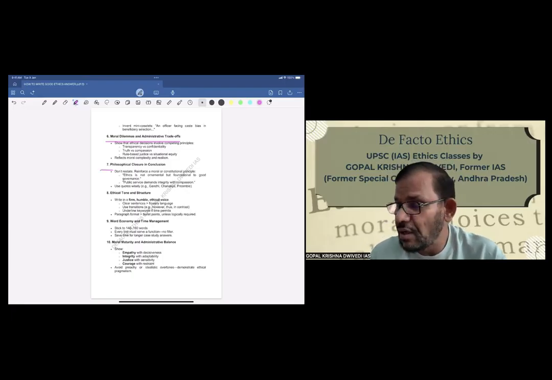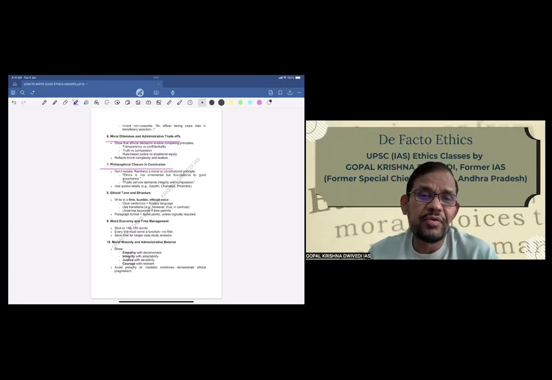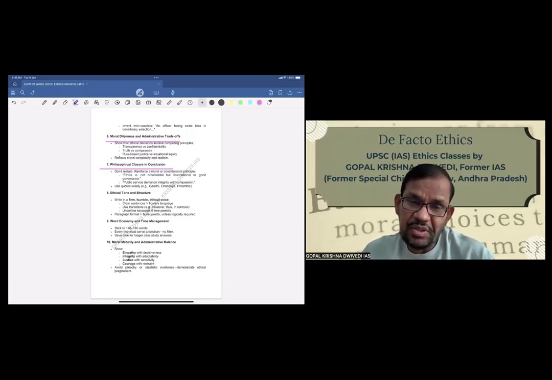Then, philosophical closure in the conclusion, or you can say ethical closure in the conclusion. This is again very important. Use quotes wisely, because sometimes the beginning and ending of the answer are very important. If the start of the answer is catching and the end is also attractive, you may get better marks.